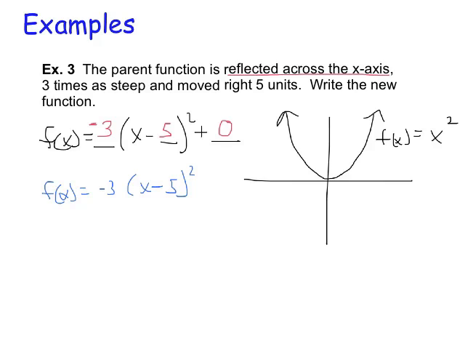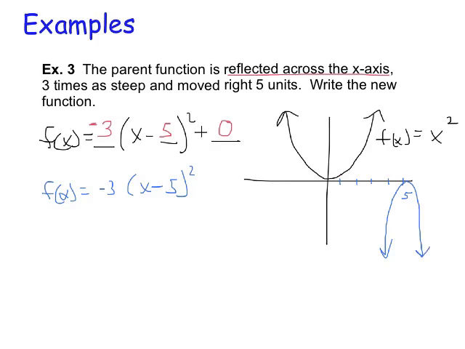When I do the transformation on the graph, let's see here. Let's just use the directions up above. Okay, so first of all, it moves 5 to the right. So 1, 2, 3, 4, and 5. I see it opens down because it's reflected across the x-axis, and it's 3 times as steep. So it's going to look something like this.